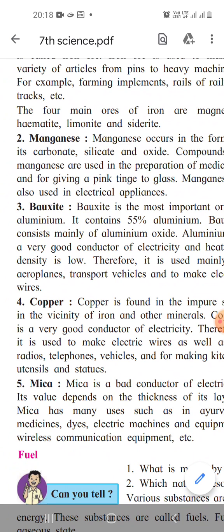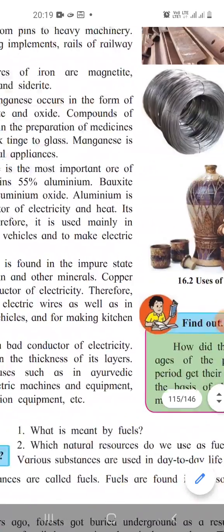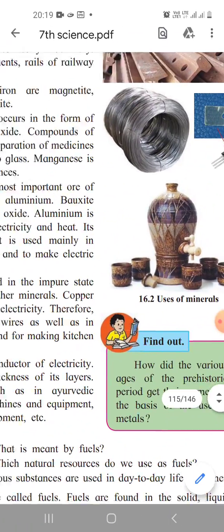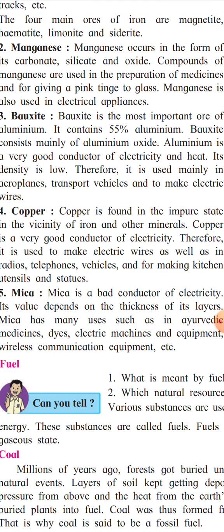Third one, bauxite. Bauxite is the most important ore of aluminium. It contains 55% of aluminium. Bauxite consists mainly of aluminium oxide. Aluminium is a very good conductor of electricity and heat. Its density is very low, therefore it is used mainly in aeroplanes, transport vehicles and to make electrical wires.